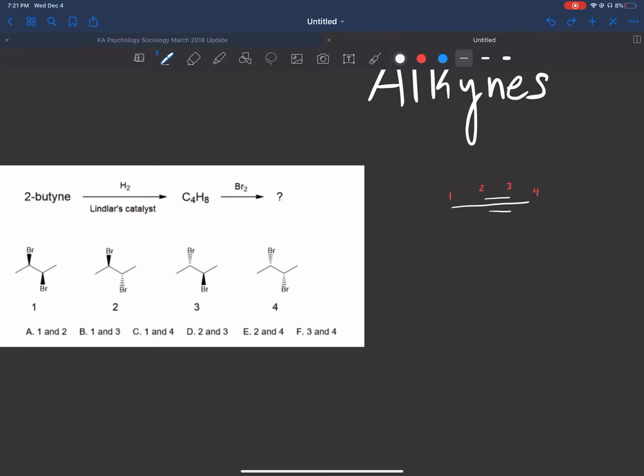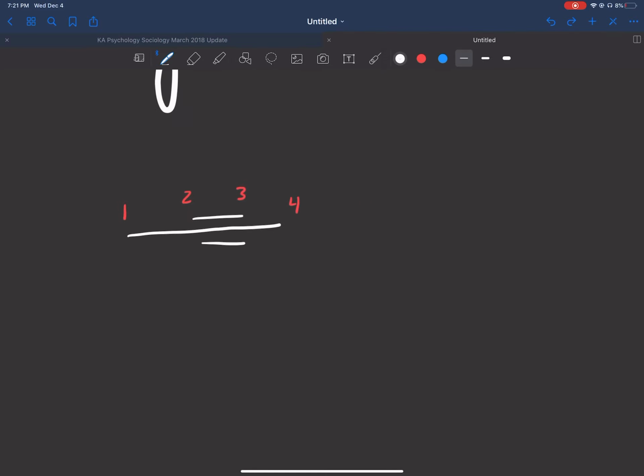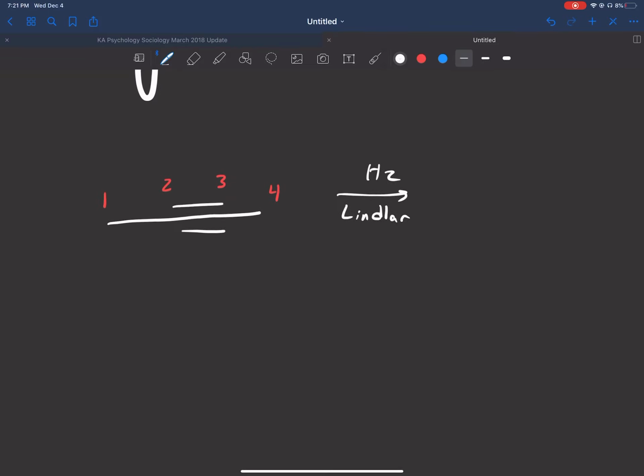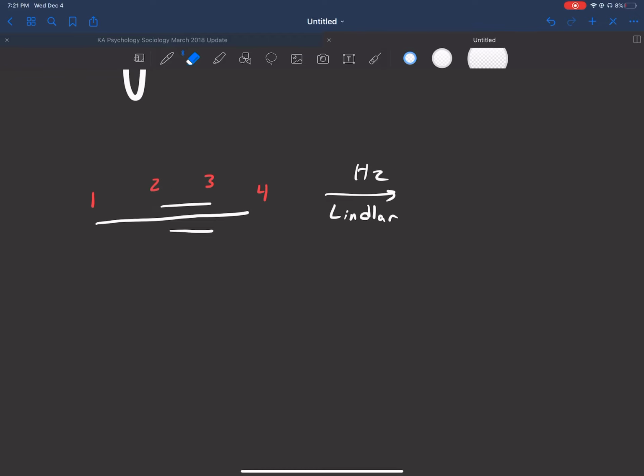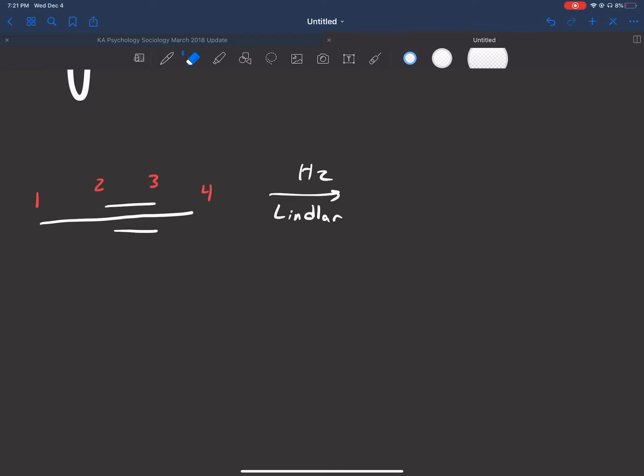Now we're going to react with H2 over Lindlar's catalyst. And so remember, feel free to pause this if you guys want to try it first, but you probably tried it for your workshop. So this is going to create a cis double bond. The double bond is going to be from carbon 2 and 3. So we're going to get an alkene. It's going to look like this. That's carbon 2, 3, and there's 1 and 4.